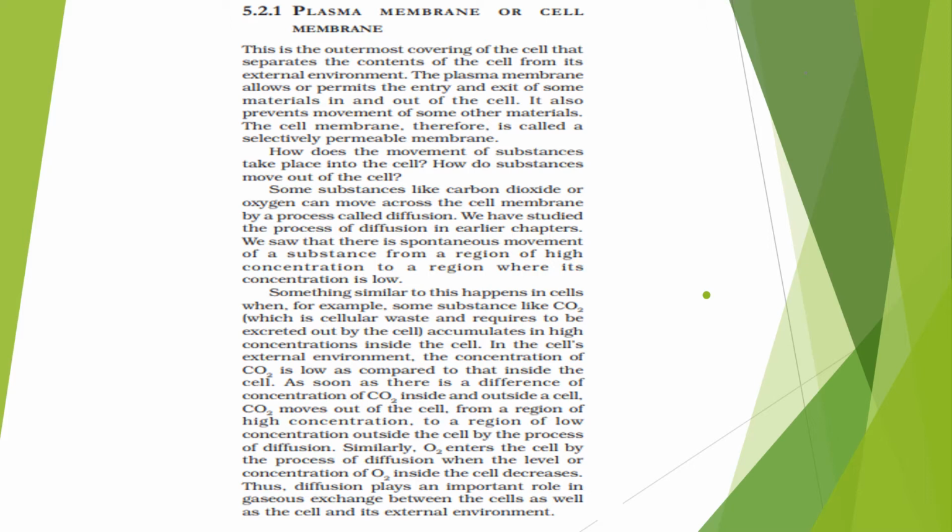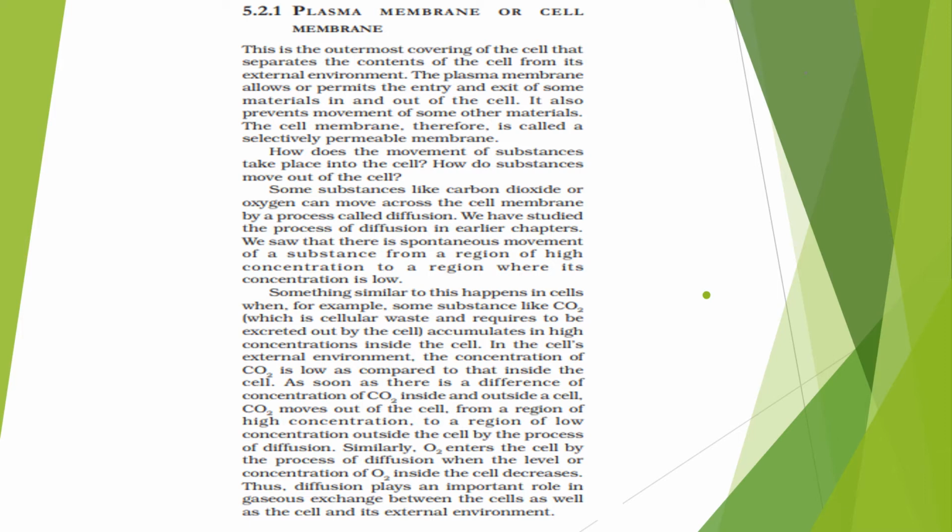Another important function of the plasma membrane is that it allows or permits the entry and exit of some material in and out of the cell. It also prevents the movement of some other material, for example bacteria, from entering into the cell. We can say the cell membrane decides which material should go inside the cell and which material should go outside from the cell, and that is why the cell membrane is called the selectively permeable membrane.